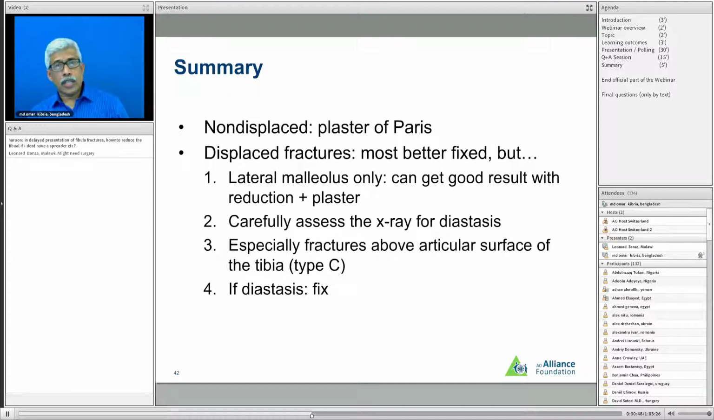In some situations, like lateral malleolus fractures only, we can get a good result with reduction and plaster, but you must carefully assess the X-rays for diastasis, or have a check X-ray after a week so that you can appreciate whether there is diastasis or not. Especially fractures above the articular surface of the tibia, that means suprasyndesmotic fractures, type C fractures, usually need fixation. If you can diagnose diastasis, it's better to fix it.